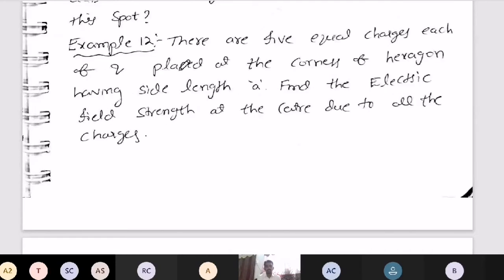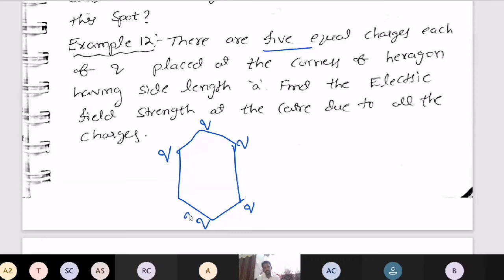Now, there are 5 equal charges of Q placed at the corners of a hexagon. See here. There is one hexagon. Hexagon means 6 corners will be there. But there are only 5 charges, equal charges. Q, Q, Q, Q, Q. Side length is A. Now find the electric field strength at the center here.